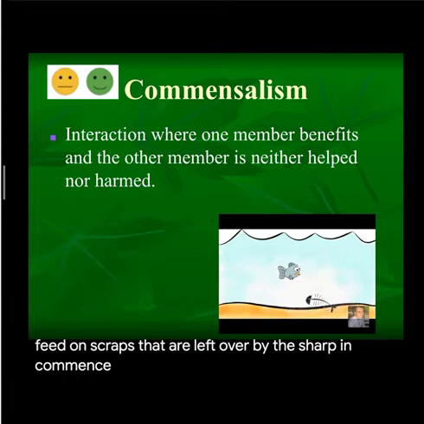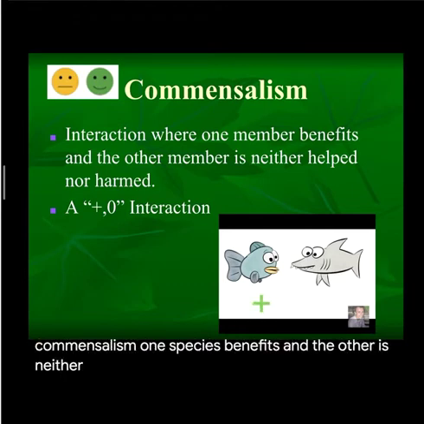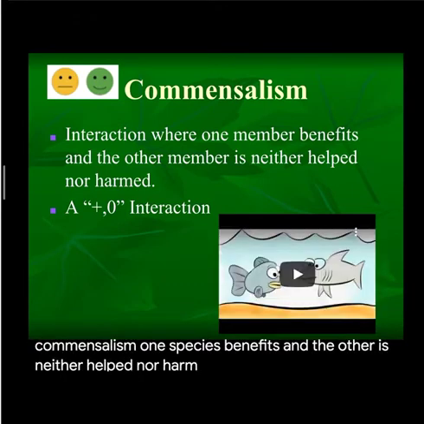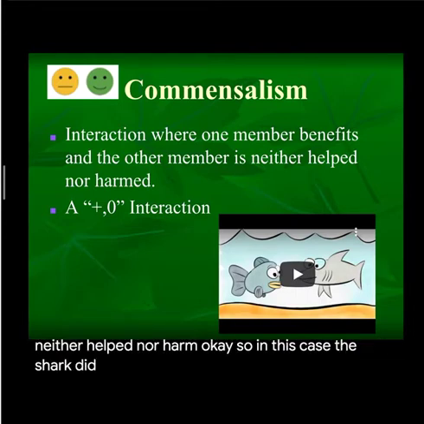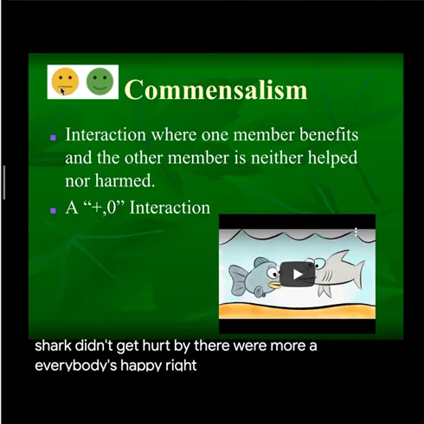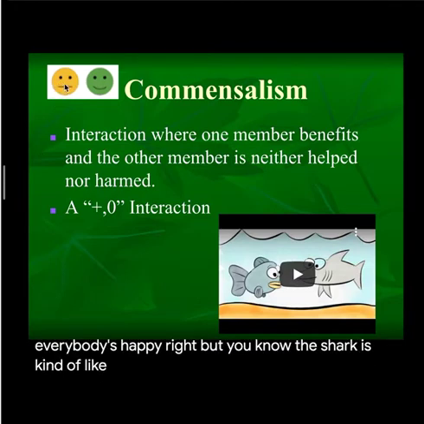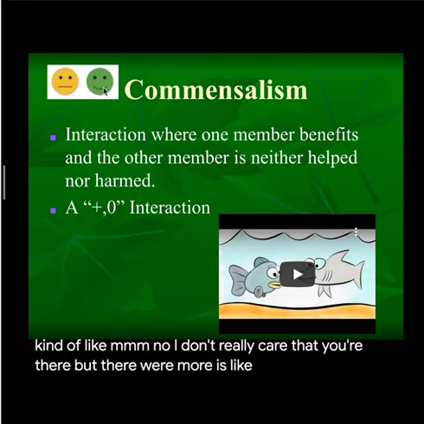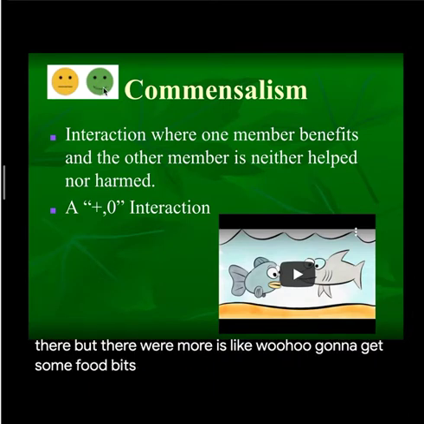In commensalism, one species benefits, and the other is neither helped nor harmed. So in this case, the shark didn't get hurt by the remora. Everybody's happy, right? But the shark is kind of like, no, I don't really care that you're there. But the remora is like, woohoo, gonna get some food bits from this shark.